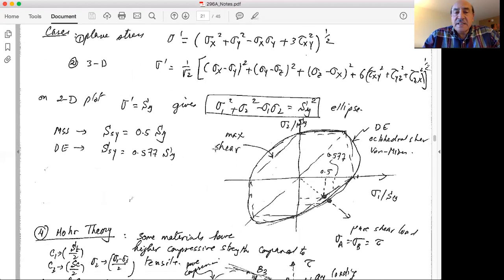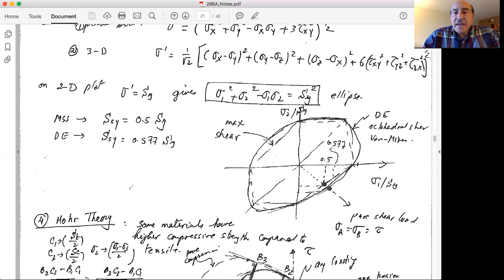So it gives us an ellipse, as we have discussed, and therefore the ellipse is encircling the Tresca hexagon, which means that the von Mises is less conservative as compared to the Tresca. So the Tresca condition, or the maximum shear, is more conservative.